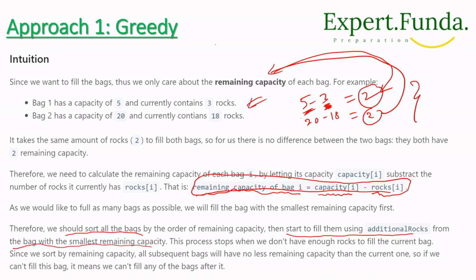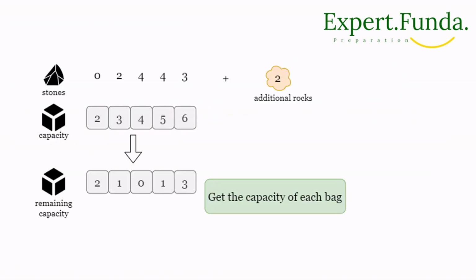This process stops when we don't have enough rocks to fill the current bag. Since we sort by remaining capacity, all subsequent bags will have no less remaining capacity than the current one. So if we can't fill the bag, it means we can't fill any of the bags after it. Got it? Let's understand.